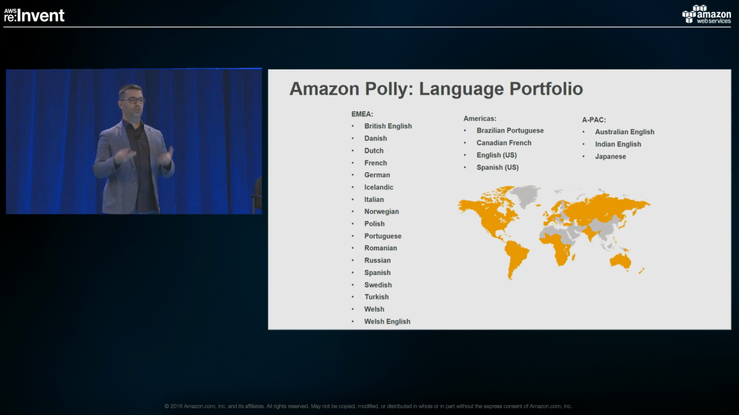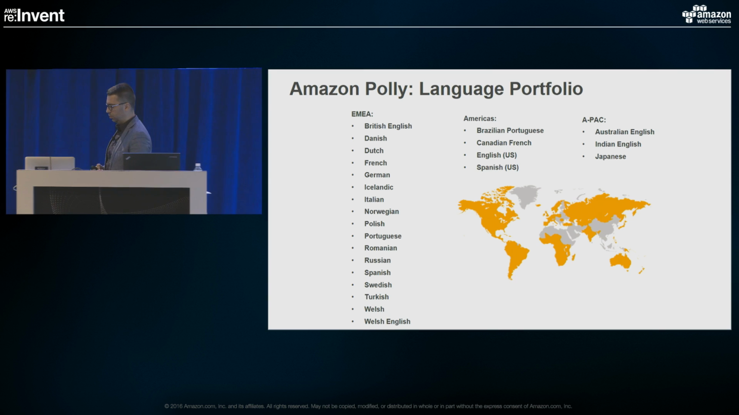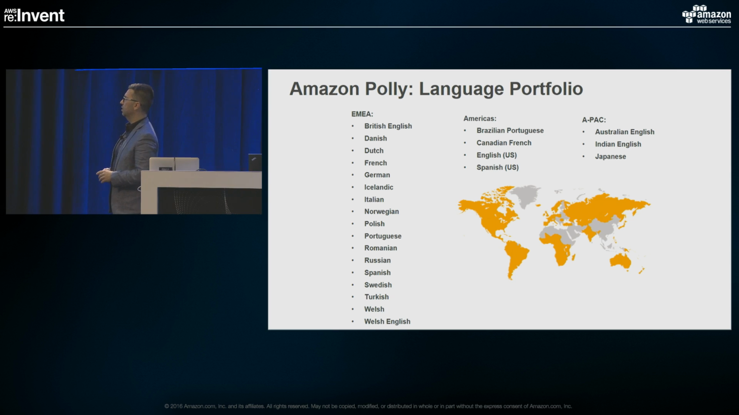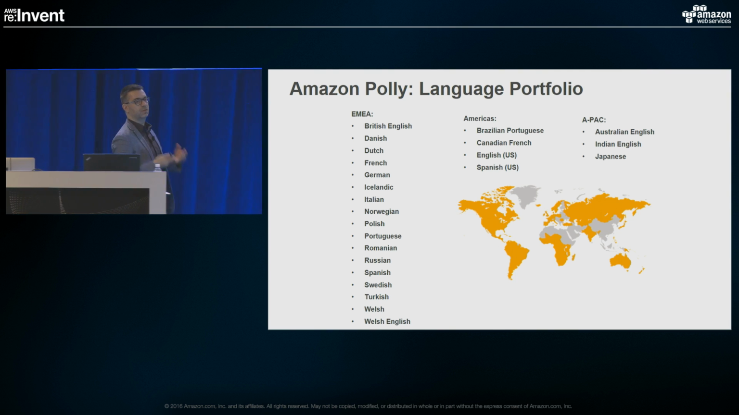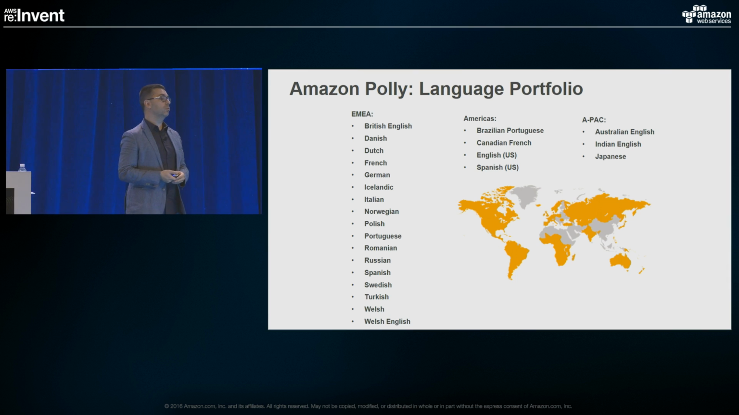I mentioned language portfolio, 24 languages, 47 voices. Here is the list of languages which we provide with Amazon Polly, which are available in Amazon Polly today. Those orange areas present areas of the world where particular languages are being spoken. So in other words, those are areas where you can serve your application, or build your application, and voice it with Polly.